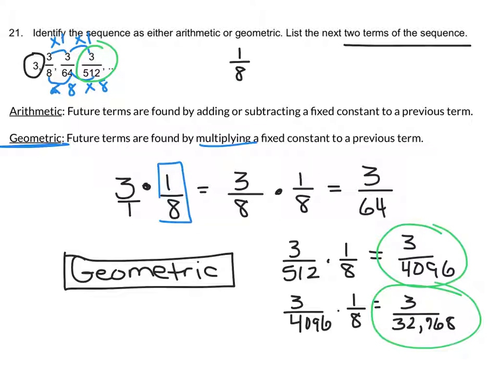So my answers are that it's a geometric sequence, and then the next two terms are 3 over 4,096 and 3 over 32,768.